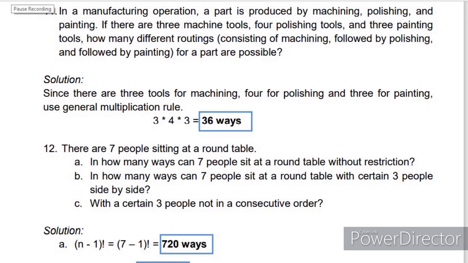So here we will just simply multiply them all, because since there are 3 tools for machining, 4 for polishing, and 3 for painting, we will just use the general multiplication rule. 3 times 4 times 3 is equal to 36 ways.